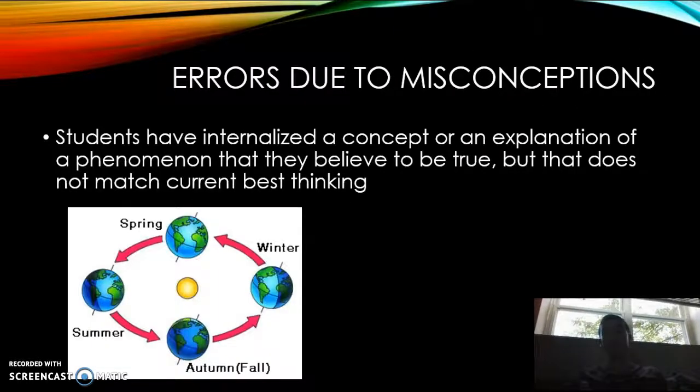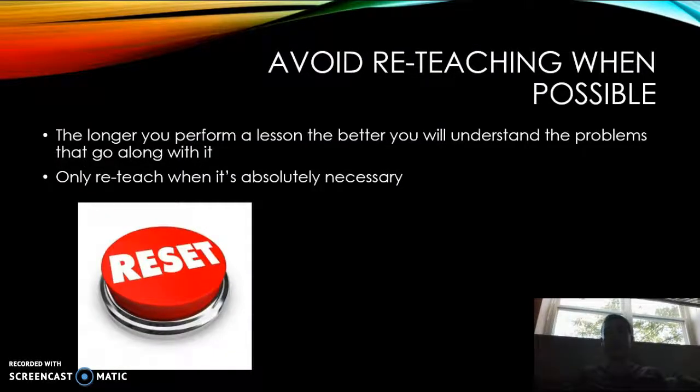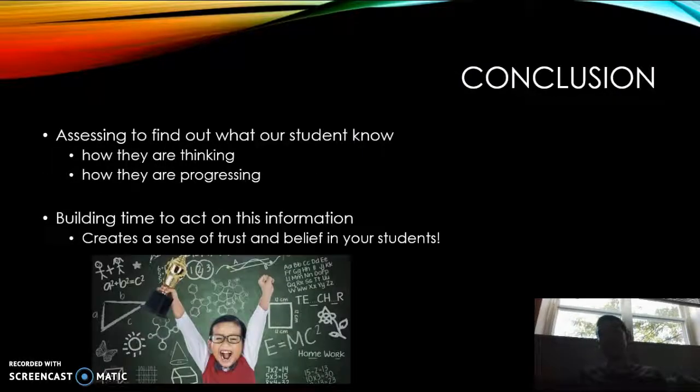And then errors due to misconceptions are when what you think is right is actually wrong. You think that the seasons change because of where the earth is in relationship to the sun, when actually it's the tilt of the earth. That's a misconception. And you need to avoid reteaching when possible. You'll need to reteach when it's absolutely necessary, because reteaching can take a lot of time. Using the feedback loop will help you save time to know what you need to specifically go back and teach, not just reteach the entire lesson again.